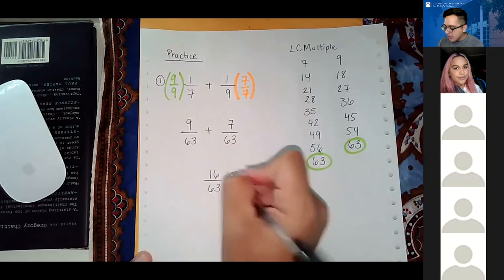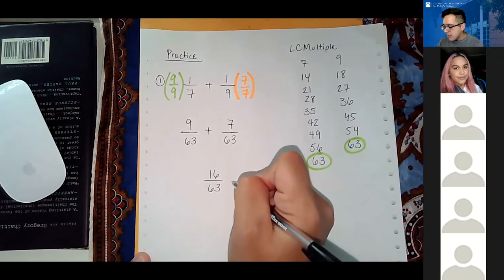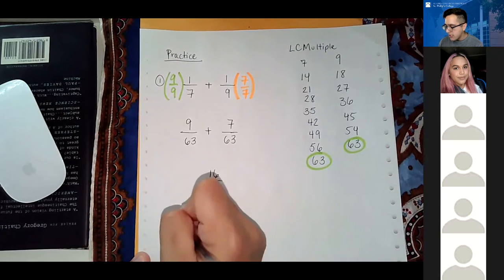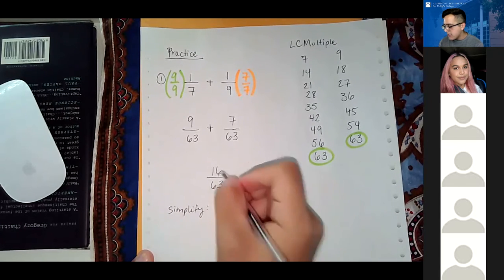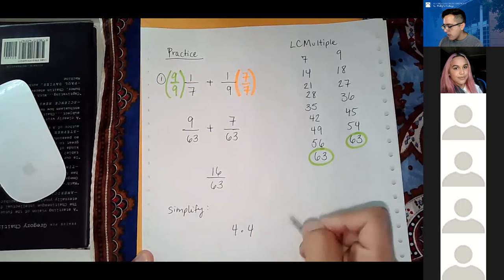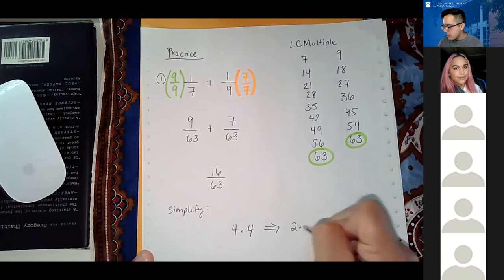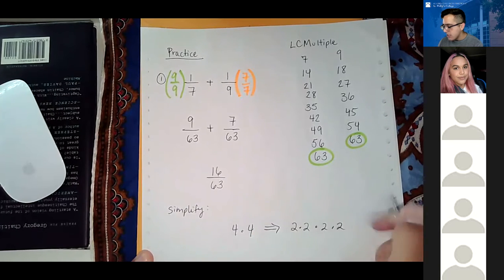So if I think about what are the factors of 16, to see does this simplify? You could think about it as 16 is 4 times 4, which you could break those down into 2 times 2 times 2 times 2. So that's the prime factorization.